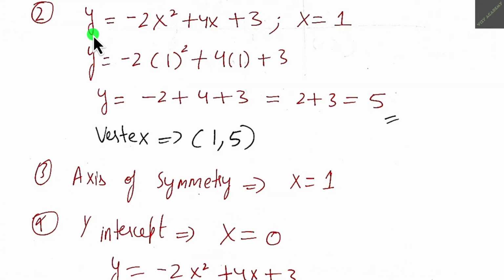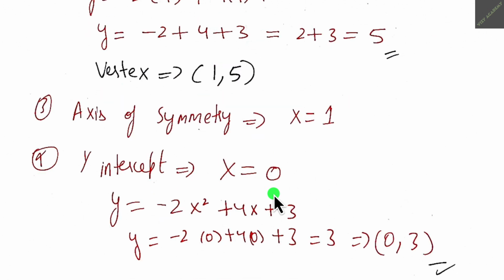Now we will substitute x equal to 1 in this equation to get the y coordinate. So y is equal to negative 2x² + 4x + 3. In place of x, we are substituting x equal to 1. That is negative 2 times 1 squared plus 4 times 1 plus 3. On solving negative 2 plus 4 plus 3, we get y equal to 5. So the vertex of the graph is at (1, 5). The axis of symmetry is always the x coordinate, that is x equal to 1. The axis of symmetry divides the graph into two equal halves.